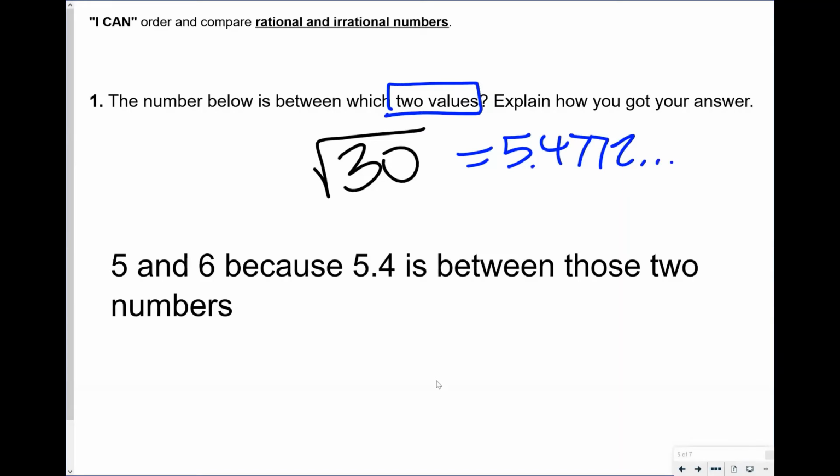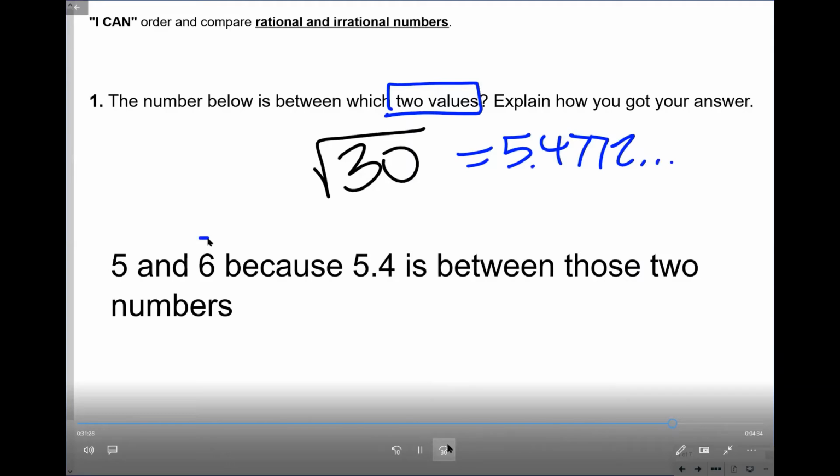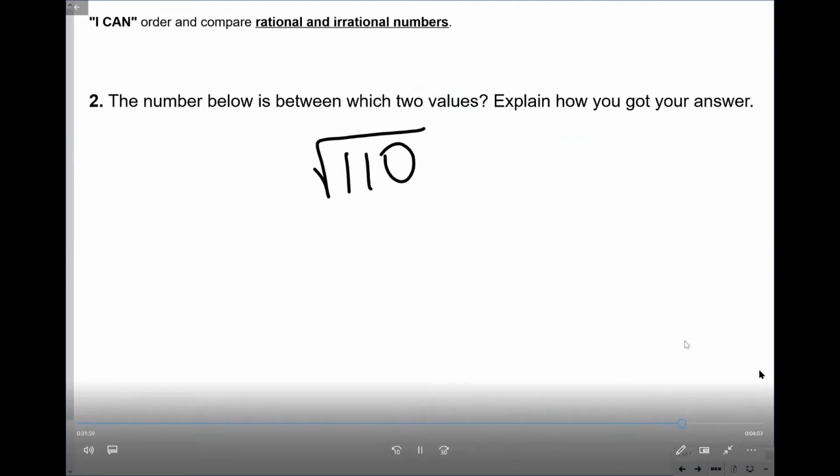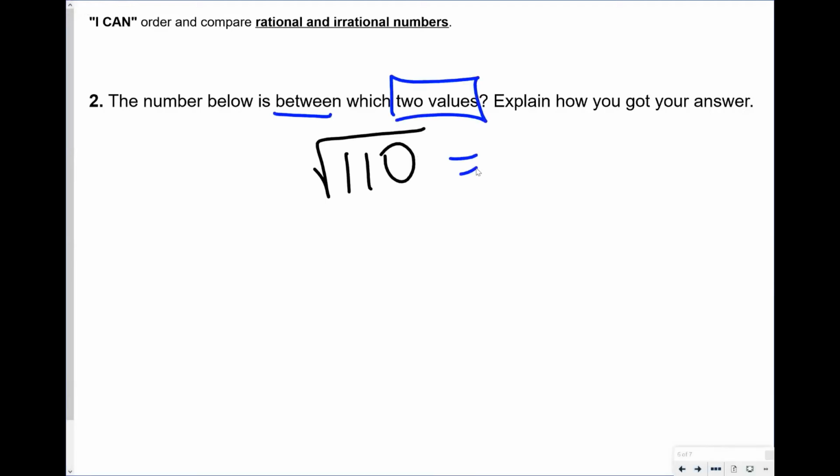So this is your answer. Let's look at another one, 110. We need to find between which two values it lies. The square root of 110 gives us 10.488, and so on.